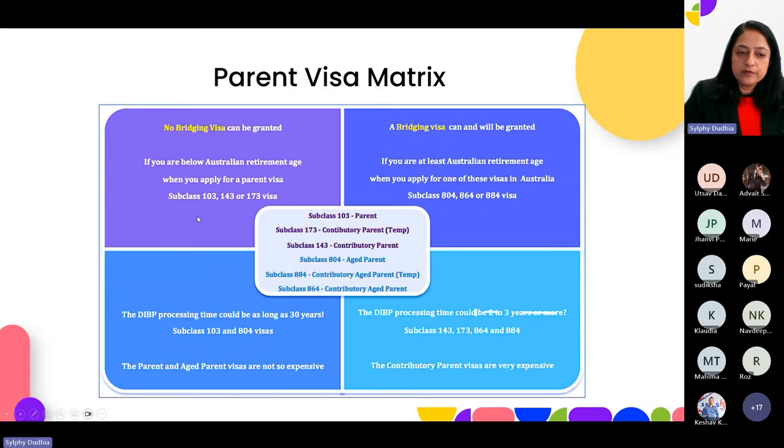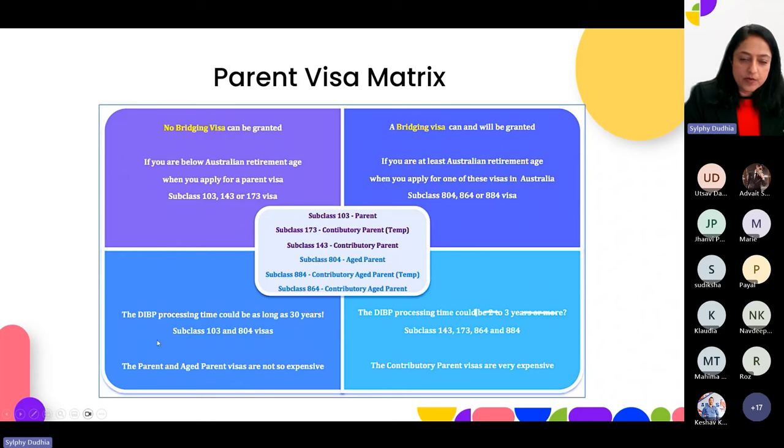Now here there is brief information on the parent visa again. So for applicants who are applying for subclass 103, 143, and 173, there is no age criteria in this, and there will be no bridging visa granted as well. If you are applying for 804, 864, and 884, the retirement age requirement is necessary in this one, and the bridging visa can be granted while you are applying onshore.